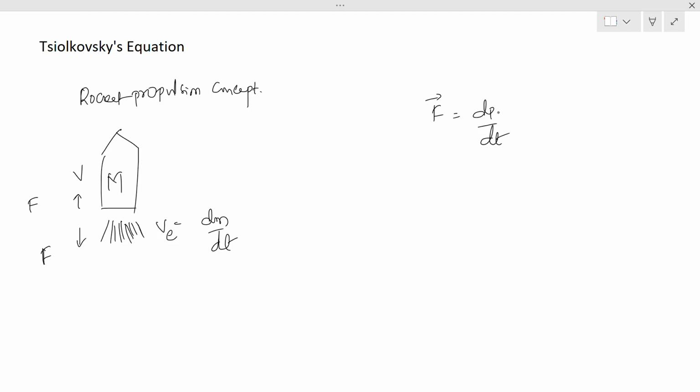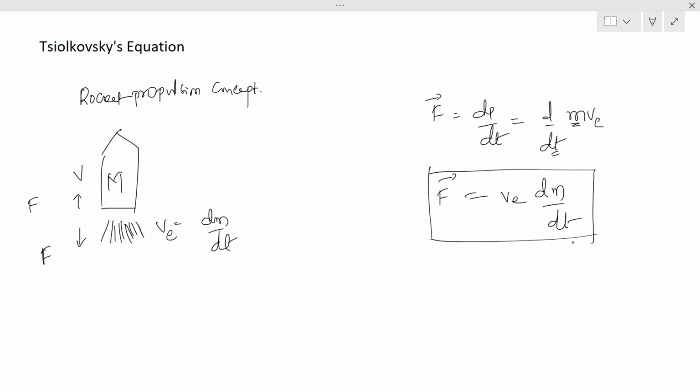So p is the momentum, so d by dt of p is mass into velocity we need to write. Here mass is changing with respect to time, not the velocity. This is the velocity of ejection, and the force F is equal to ve dm by dt. This is the force acting on the rocket, or the force due to the ejection of gases.